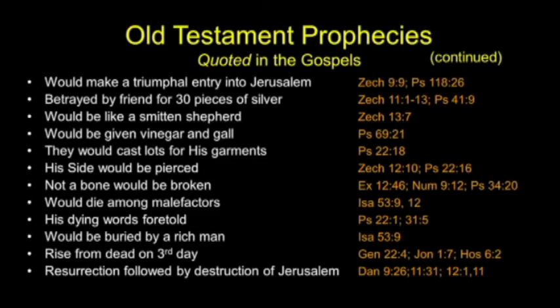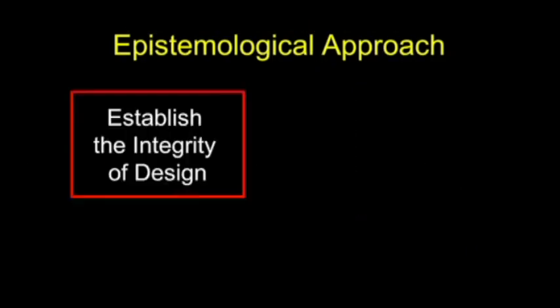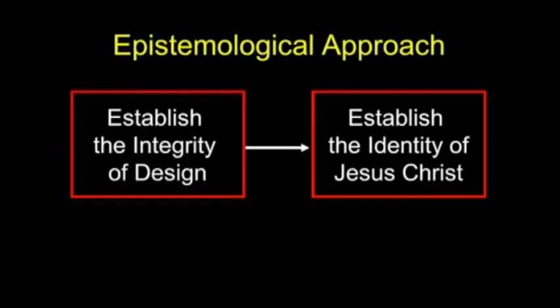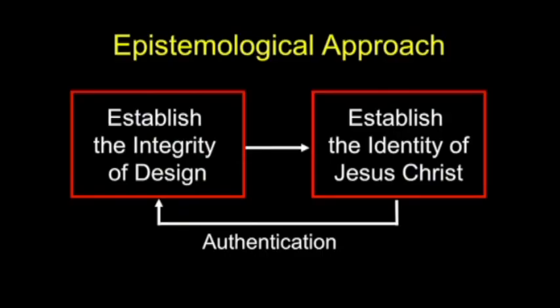Wow. Okay. So our approach is, we establish the integrity of design. It describes the identity of this person called Jesus Christ. And while he is on the earth, he authenticates the rest of the package. That's not circular reasoning because it's composed of 40 different books. You follow what I'm saying? That's the 66 books, the 40 authors, and so on.